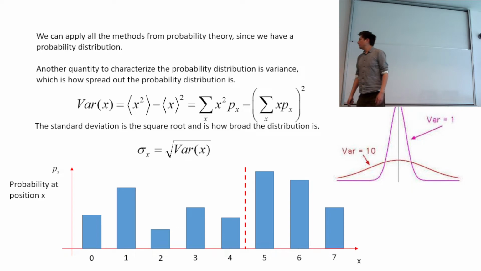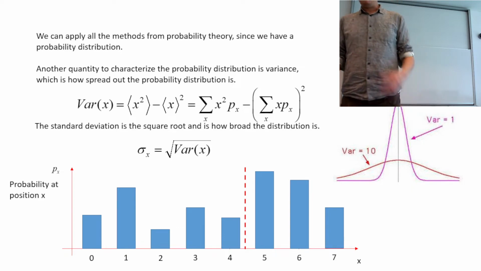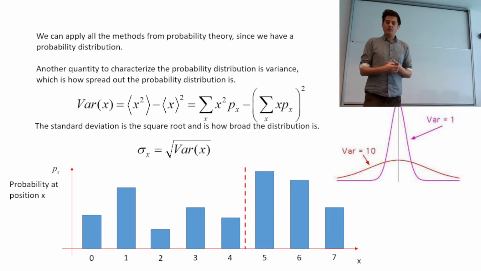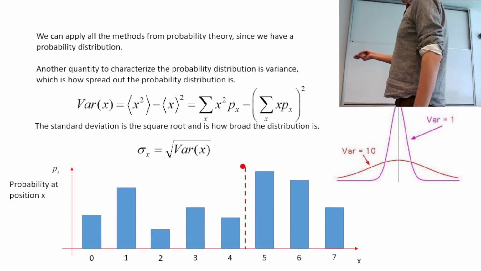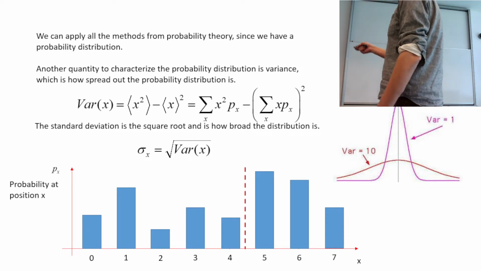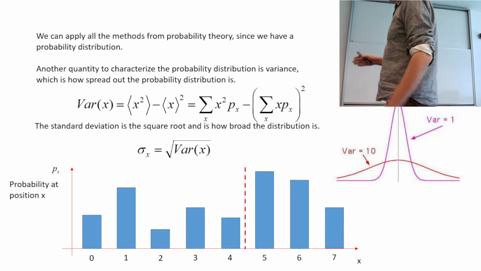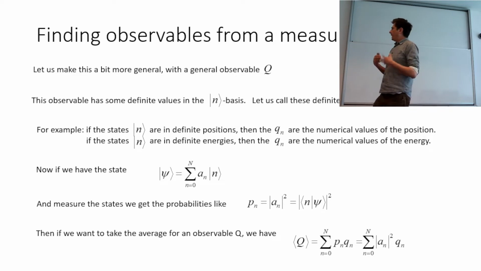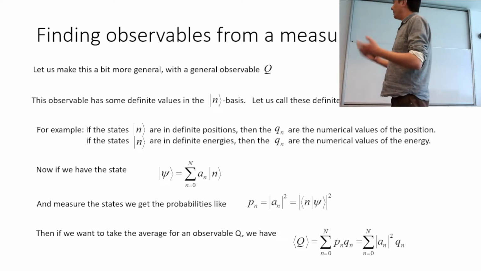We can calculate variances as well, and that is a measure of how broad the distribution is. In the case of position, you might interpret it as something like the error in the position. So you say, okay, I know the average is 4.3, but on every measurement that you do, it's going to be 4.3 plus or minus something. And then the standard deviation, which is the square root of the variance, will give you that plus or minus. So that's basically how you do it.